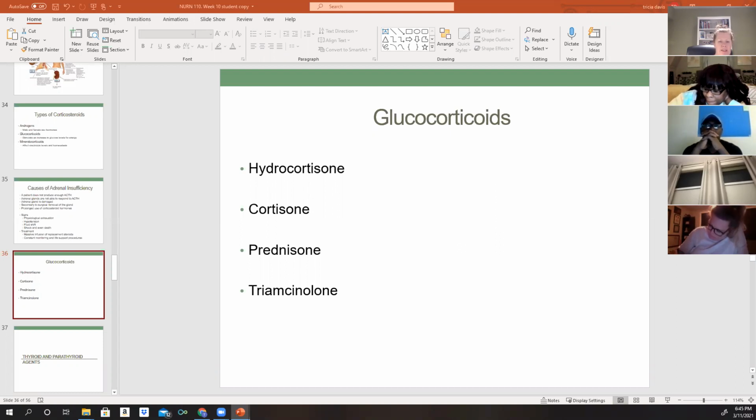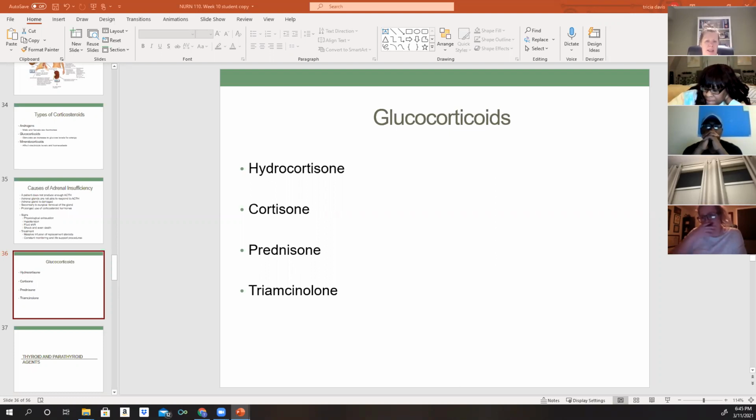Drug-to-drug interactions: if you have a patient that is on steroids and they're taking erythromycin, which is another antibiotic, ketoconazole, and these are in your book, or troleandomycin, this can cause an increase in toxicity when you use steroids in combination with any of these medications. So you would just want to monitor the patient closely.